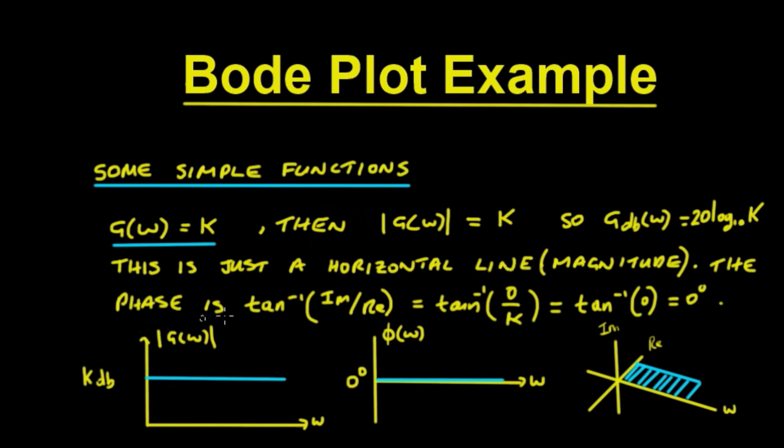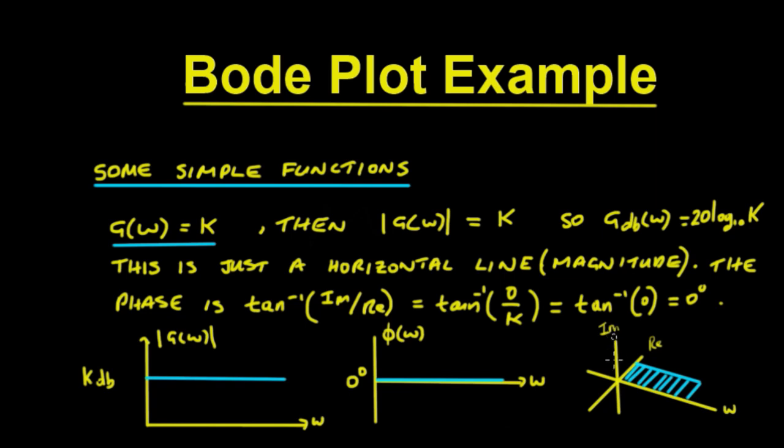Now the phase is going to be the inverse tan of the imaginary part over the real part. So there is no imaginary part, it's purely a real value k divided by that value k, so that's the inverse tan of 0. So inverse tan of 0 is just going to be 0 degrees. So if I was to draw that out as a magnitude, if this is the omega axis and that's the magnitude there, it would just be a straight line. Okay, and the phase would be a value of 0 degrees.